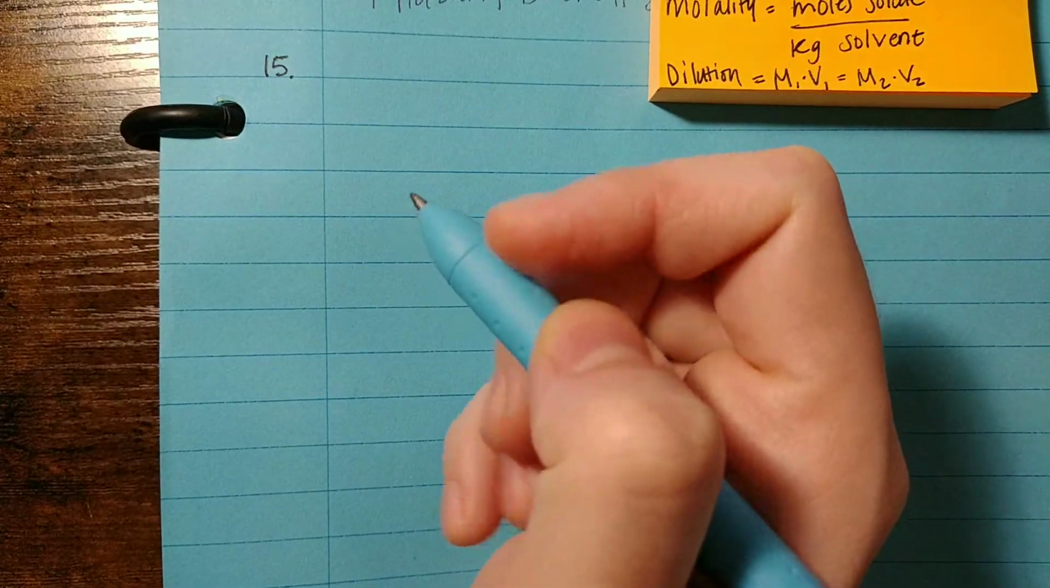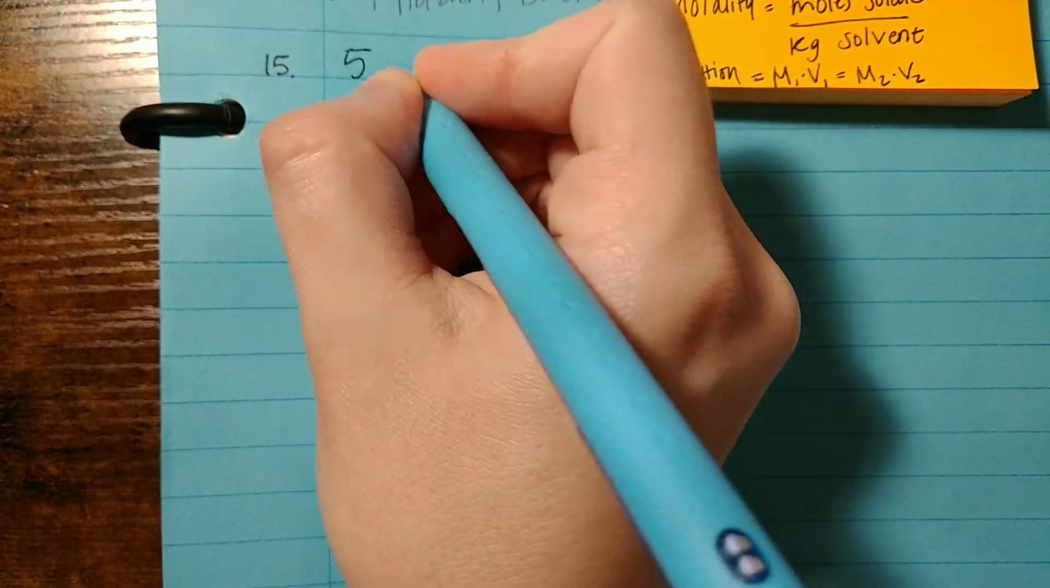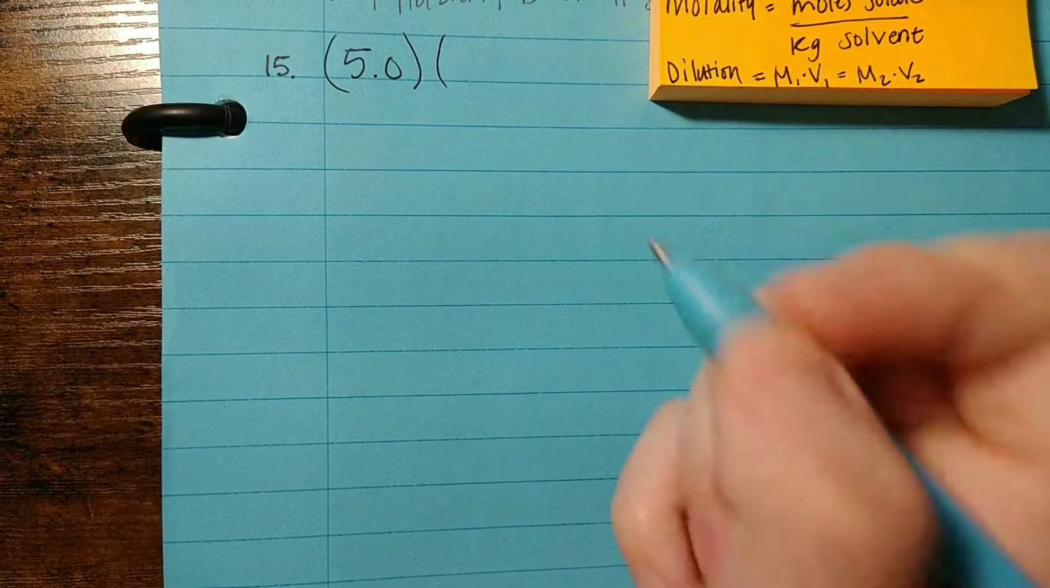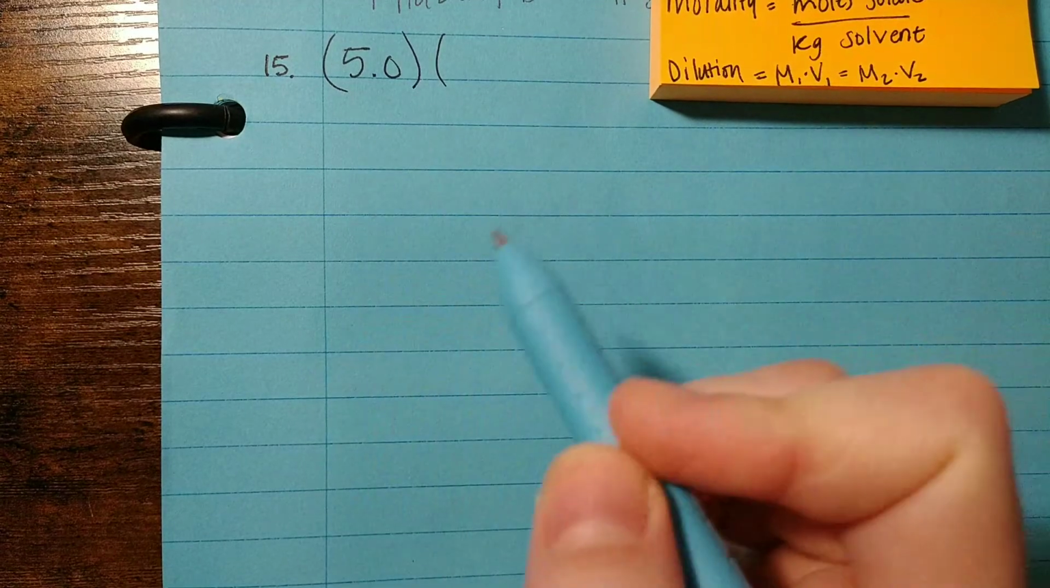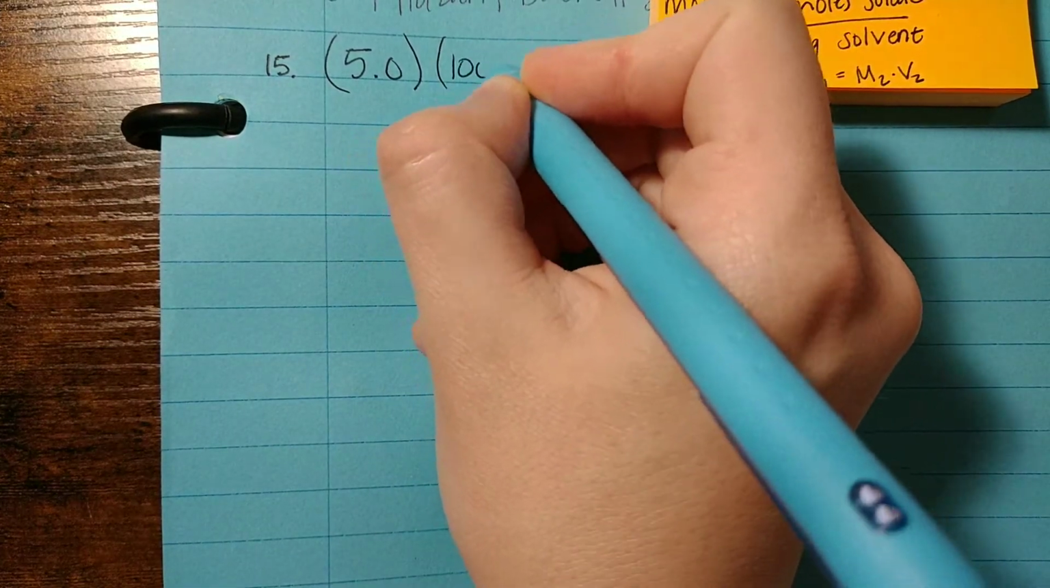So my original molarity, like we said, is very intense, 5.0. And my original volume is 100 milliliters. So you can convert this to liters or you can leave it in milliliters as long as the two volumes stay in the same unit. And I'm going to leave it in 100 milliliters.